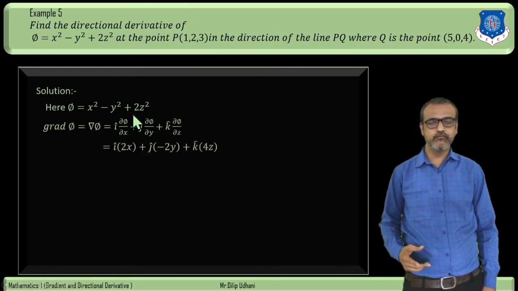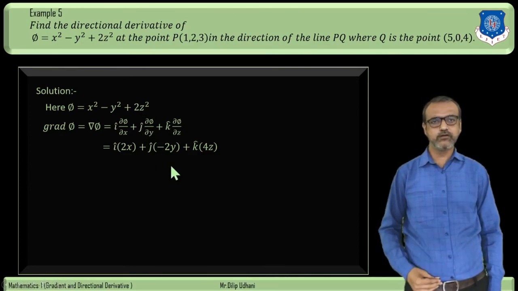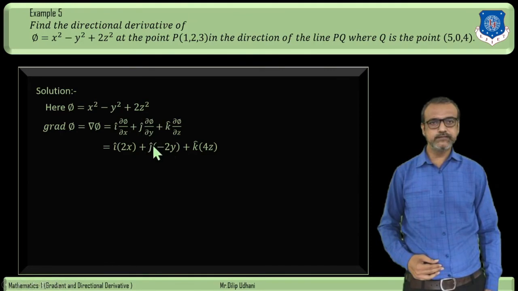So first of all we will find out del phi by del x, that is partial derivative of phi with respect to x, so we will keep y and z constant. So derivative of x square is 2x, and derivative of minus y square and plus 2z square will be 0 because these terms are constant. Then after plus j will be as it is.